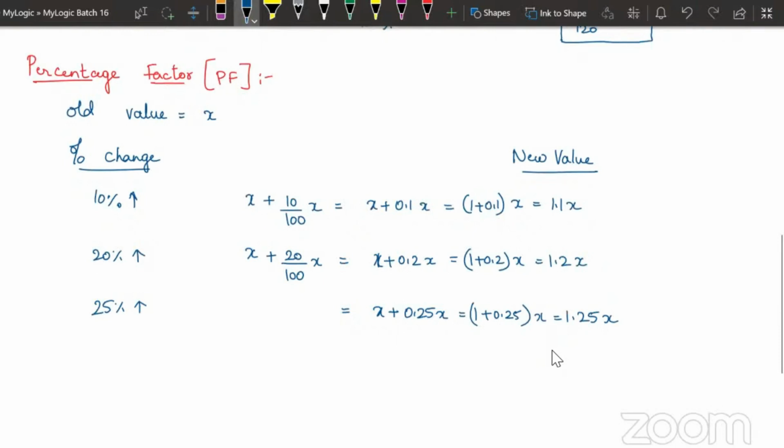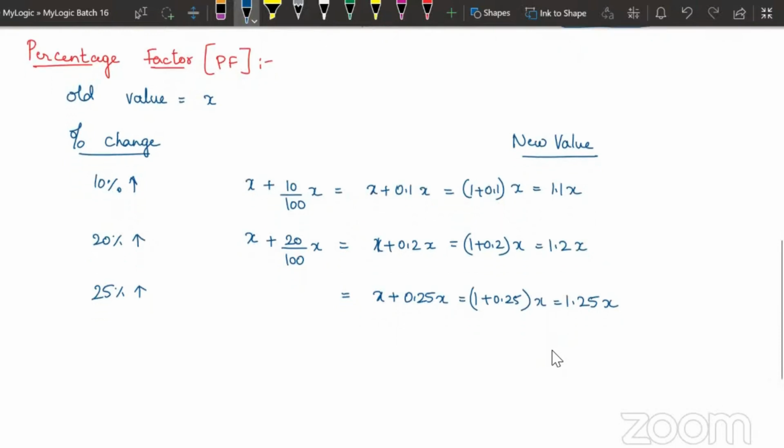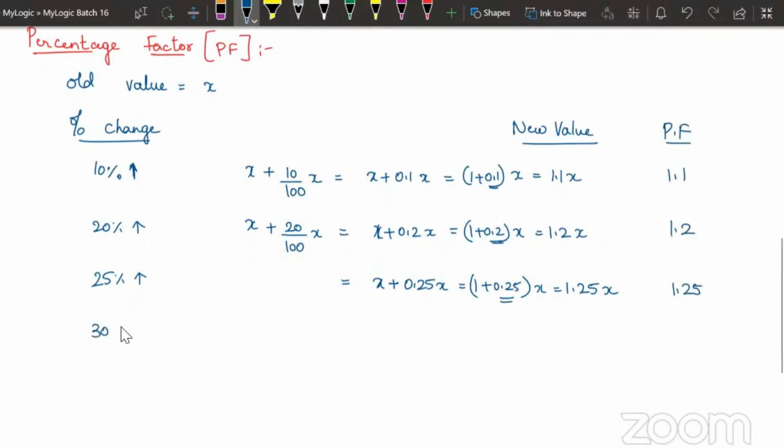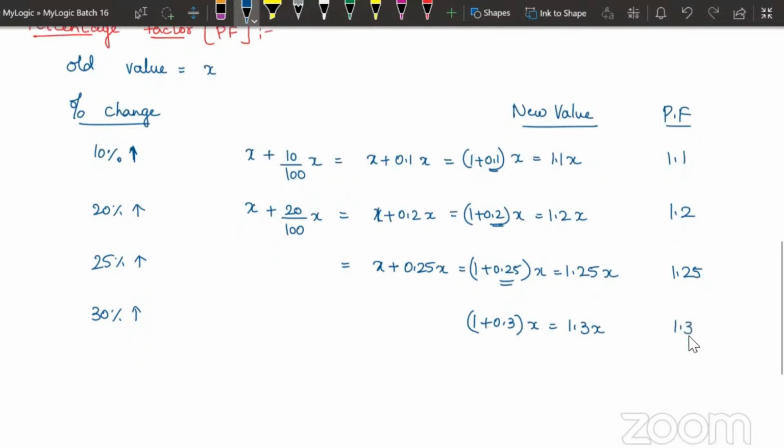We are adding the decimal equivalent of it. That is, 10 by 100 is 0.1, 20 by 100 is 0.2, and 25 by 100 is 0.25. So 1.1, 1.2, 1.25. So based on this, if there is a 30% increment, then I am supposed to add 0.3 to 1, which gives you 1.3x. So the percentage factor is 1.3. Hope this is clear. This is when there is an increment.